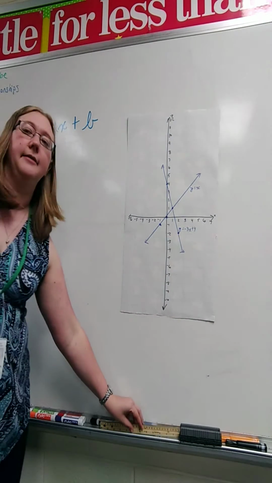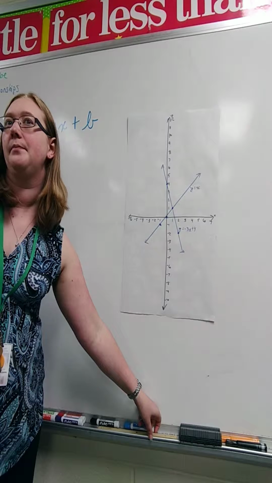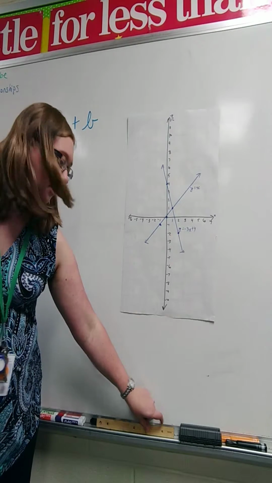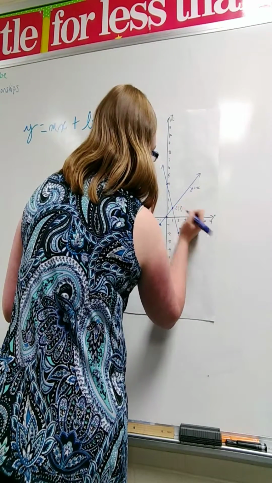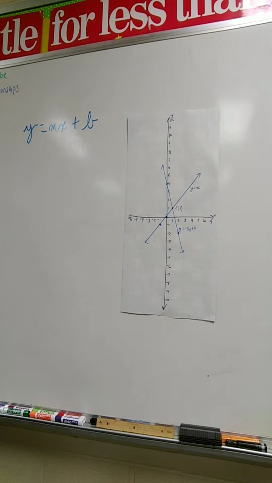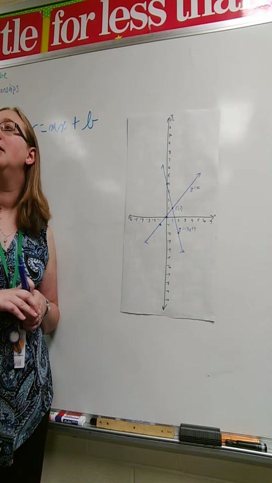So your graph should have something similar to mine. Correct? All right. Where do these two lines intersect? What point do they intersect at? At 1, 1? So that means that my solution is the point 1, 1. Questions?